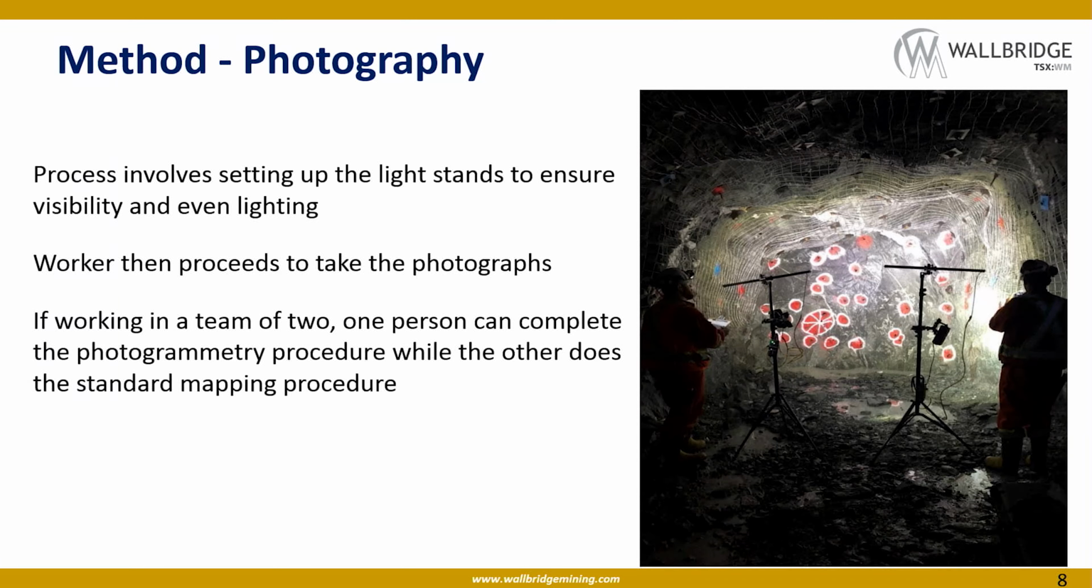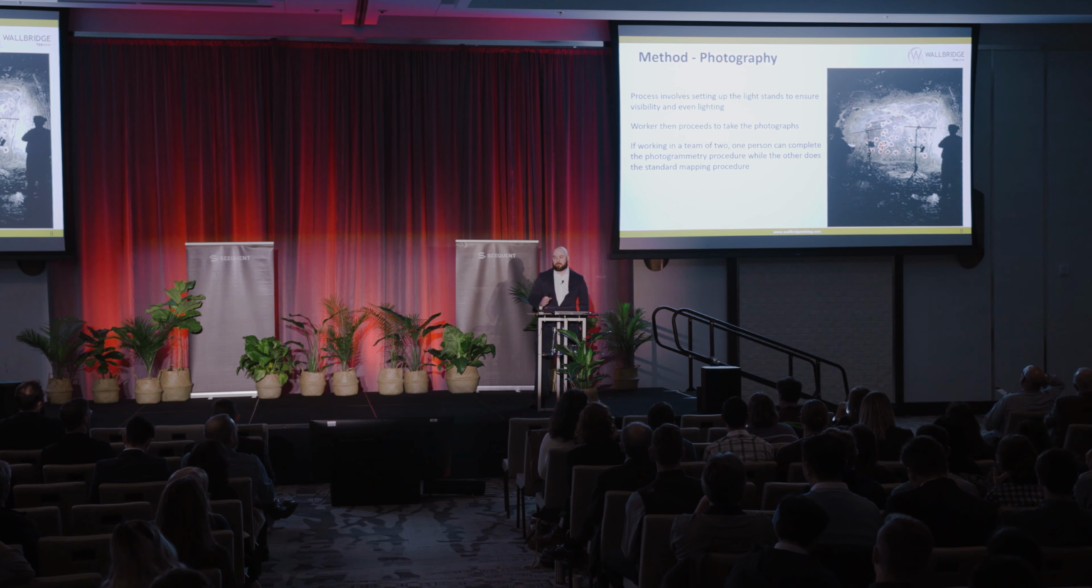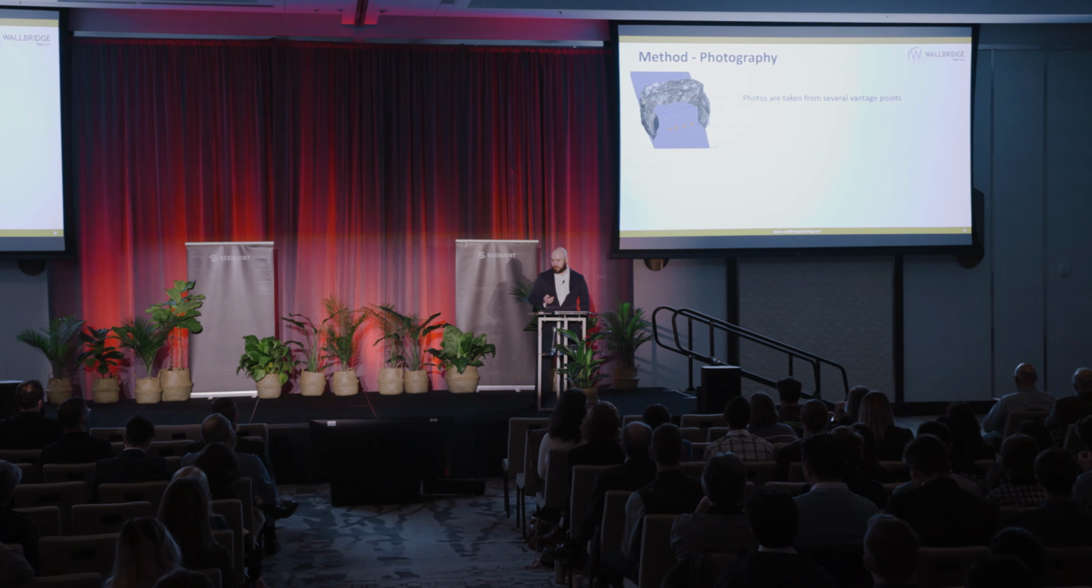We'd set up the lights first in order to get an even lighting across the face. Then one person would proceed to take photographs of the face and the walls in the back. The second worker would still produce a more standard geologic map, but just quickly getting the contacts and not spending that time trying to get them exactly right. Once the pictures of the face were completed, the second person would start collecting chip samples as part of our grade control routine, while the photographer would start taking pictures of the walls in the back.